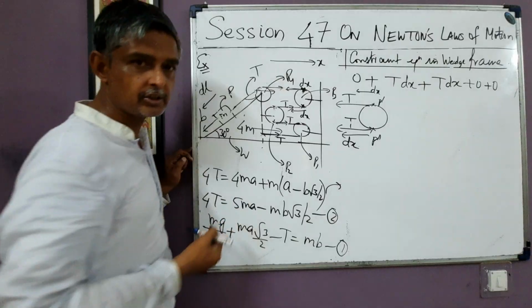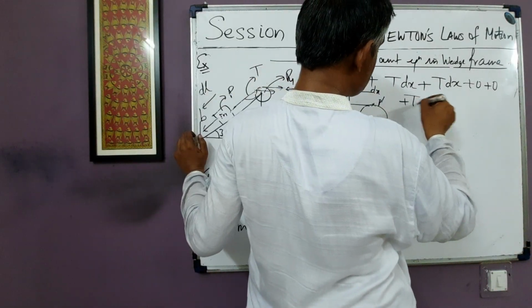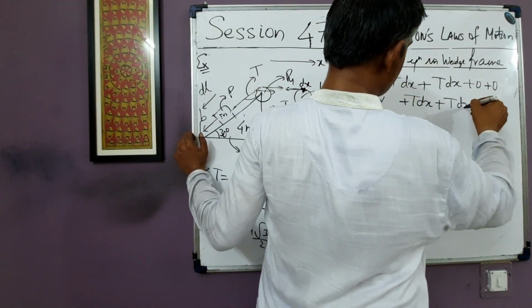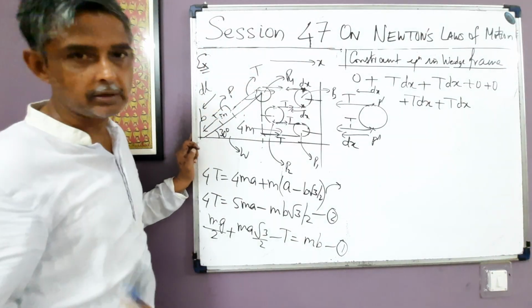And T acts in the same direction. So it becomes how much? Plus T dx cos 0 degree plus T dx cos 0 degree. Cos 0 degree becomes 1.